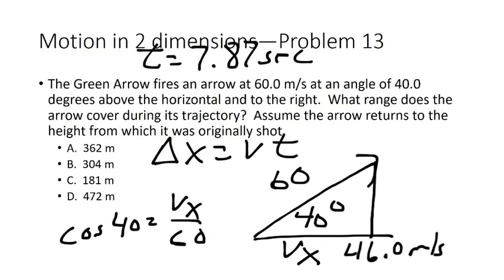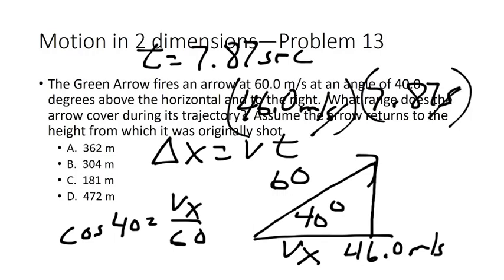46.0 meters per second. So now to find our horizontal displacement using delta x equals vt, the v is the horizontal velocity, 46, times the time, the total time in the air, 7.87 seconds. Multiply that out, and our correct answer for problem number 13 is going to be about 362 meters for delta x. So answer A is the correct answer on problem 13.